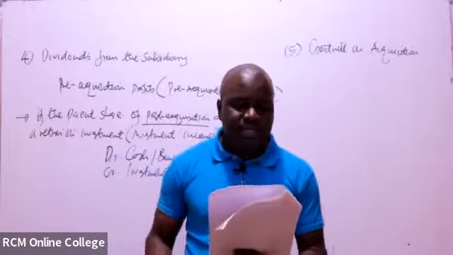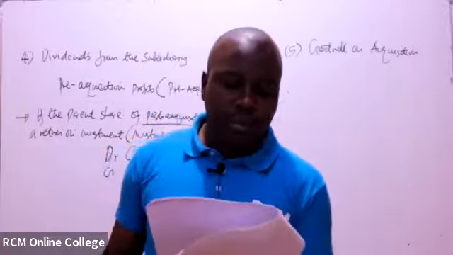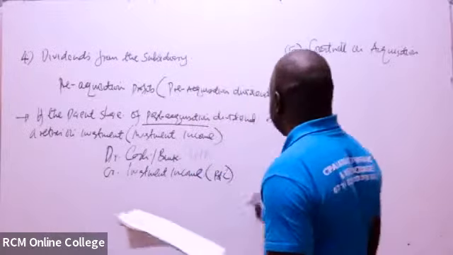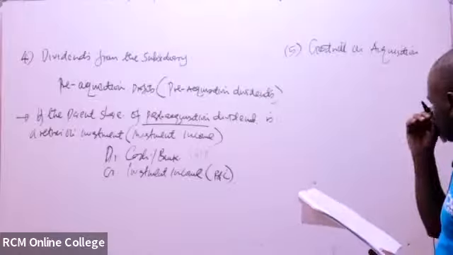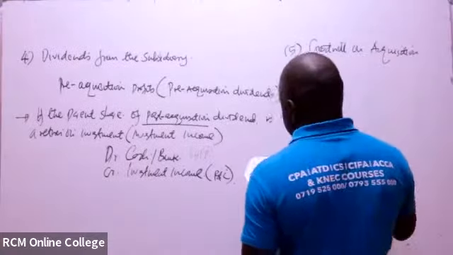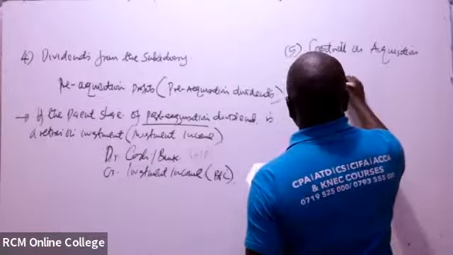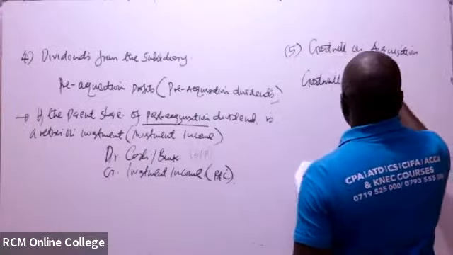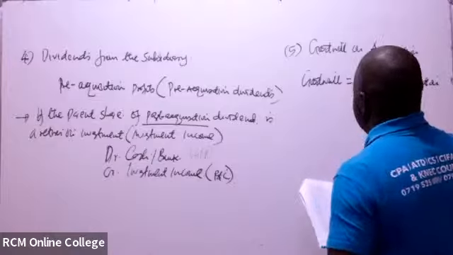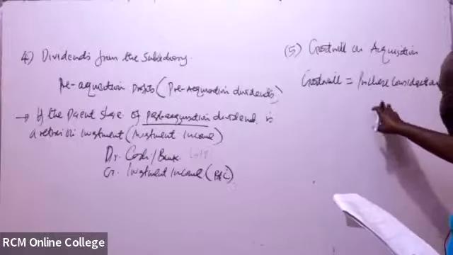Goodwill is generally computed as follows. You can say goodwill is equal to the purchase consideration, and this one you remember from what we learned in conversion of partnership. So that is a general formula.